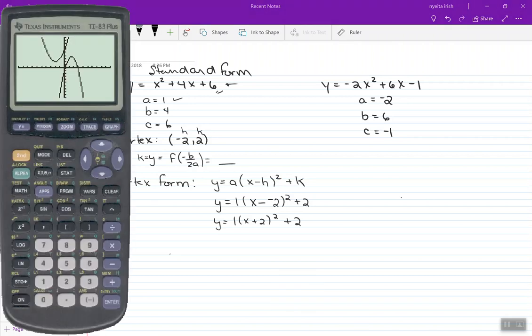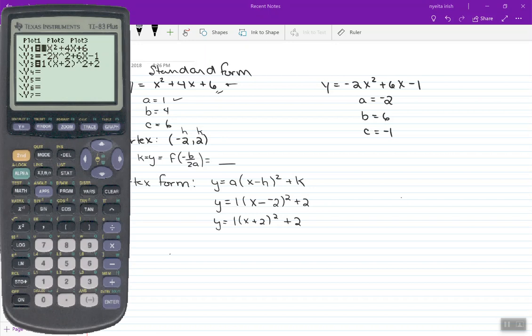Another way to check it is to go into your equation editor here. I've already got this one typed in standard form. I'm going to turn that second one off, come down here, and turn this one on. This was my answer, x plus 2 squared plus 2. If I did it right, I should only see one parabola on my screen. You see, it's thinking about it, and it's rewriting it over the top of it. It posted both of those parabolas, one sitting right on top of the other. That means those two equations are the same. All I did was rewrite it.